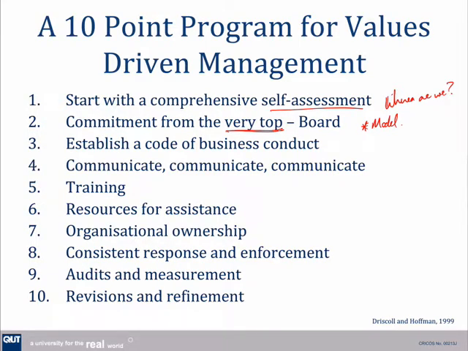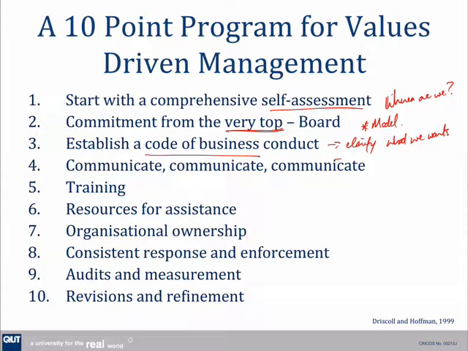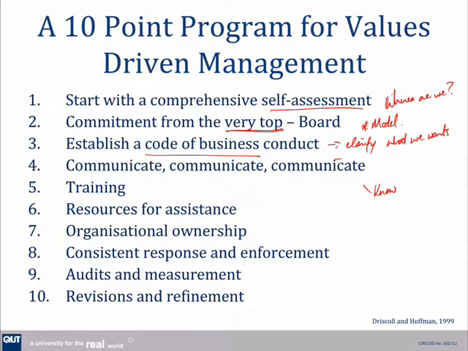Now, this particular 10-point plan talks about a code of business conduct. What that's doing is trying to clarify what we want, so it's trying to set it out. When we've got multiple people, that can be really important. We then need to make sure that the people know about it. And again, because we have lots of different people in an organisation, that can be a really complex scenario.